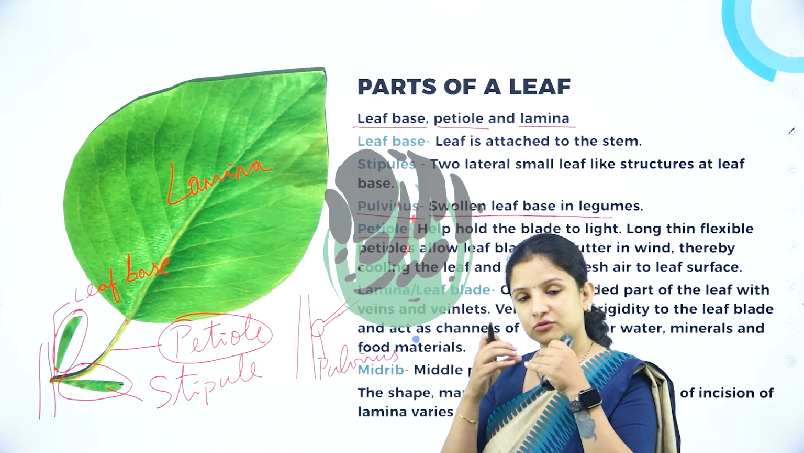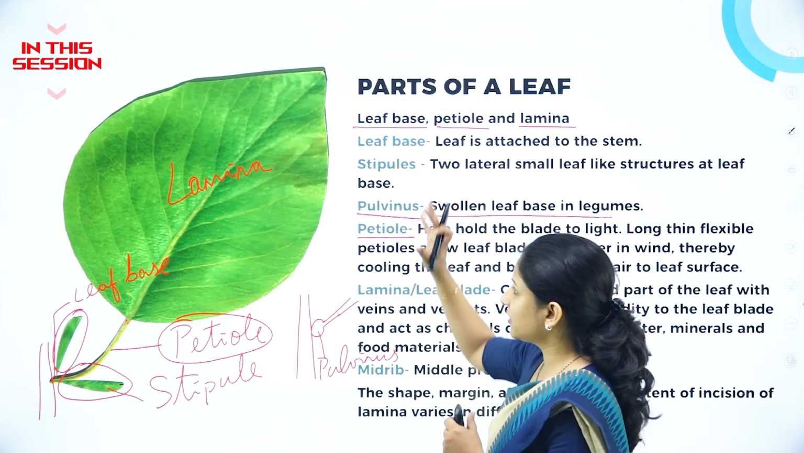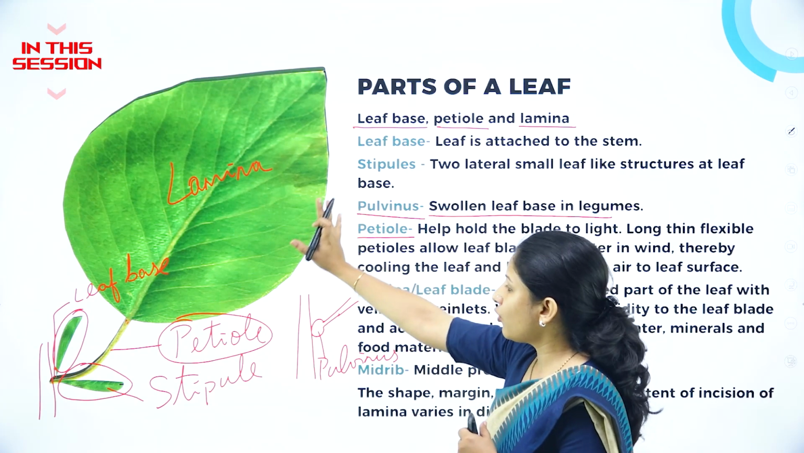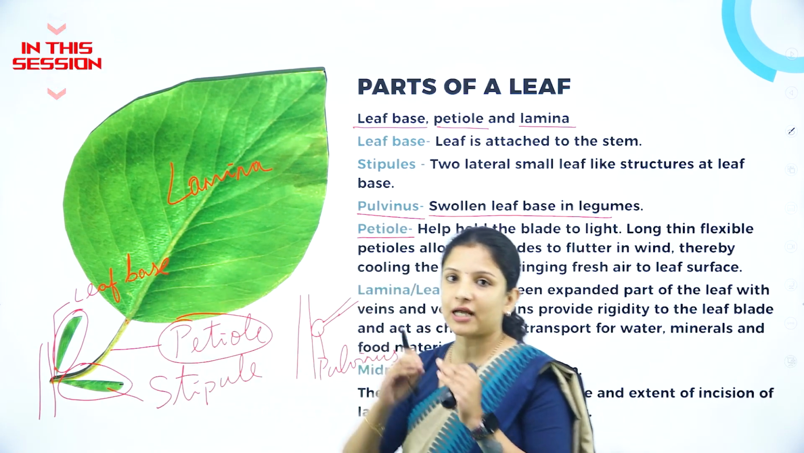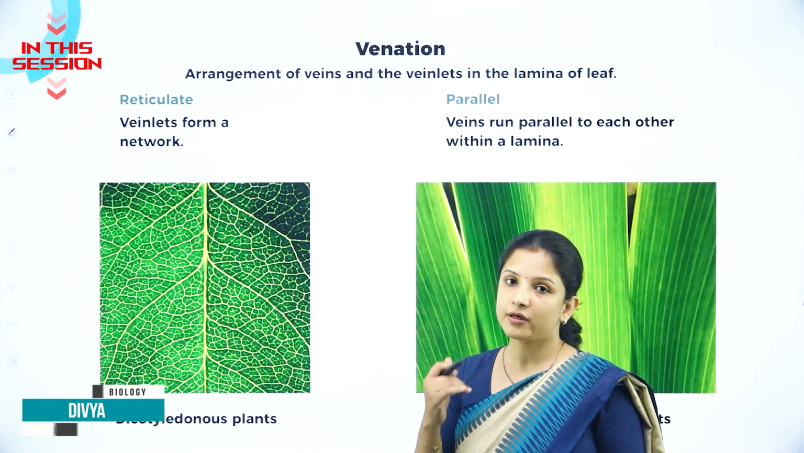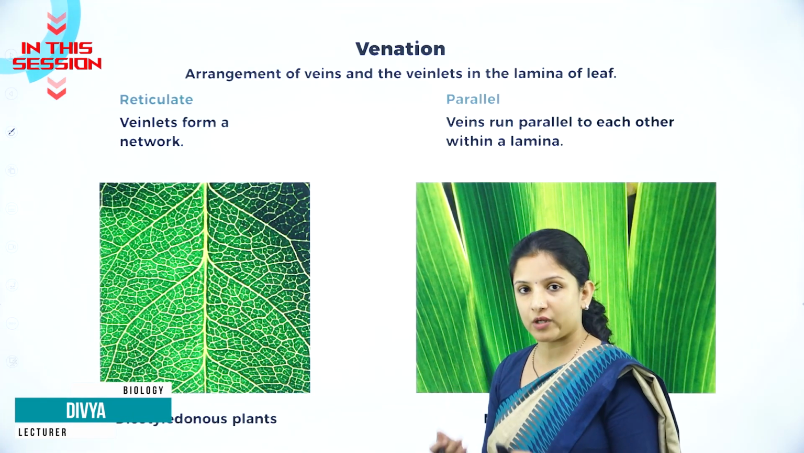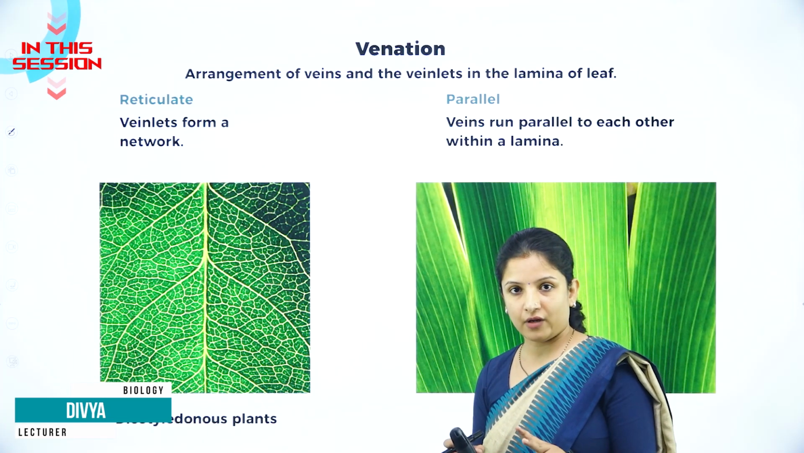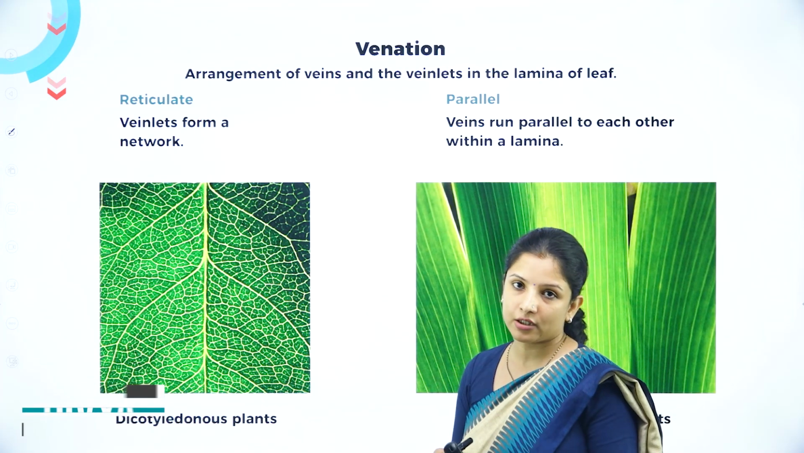Petiole actually is very important because it helps the entire lamina to hold itself to the leaf base. For that, petiole is very important. Venation is nothing but the arrangement of veins in the leaves. Now there are two types of venation, parallel venation and reticulate venation.